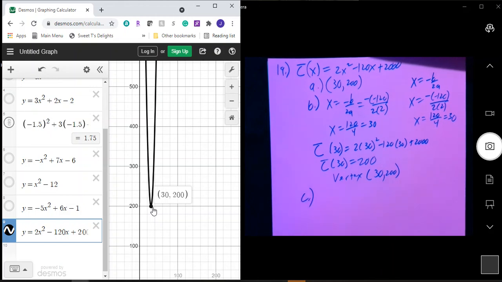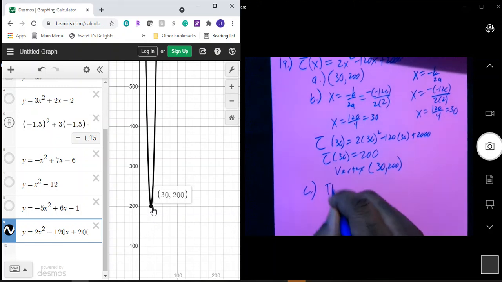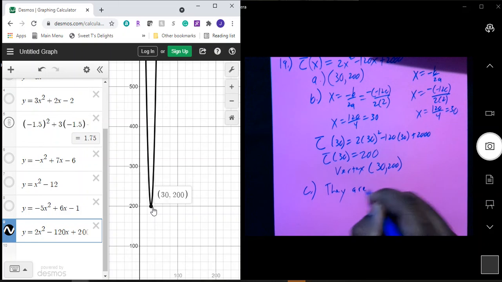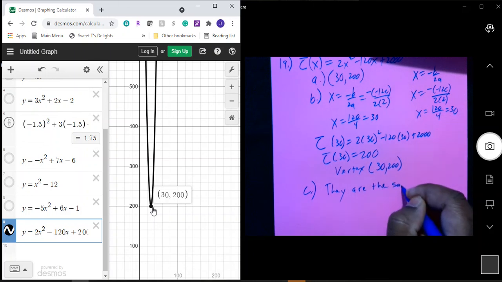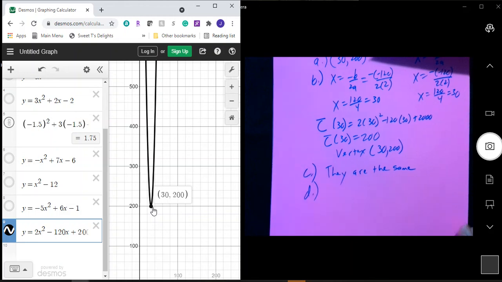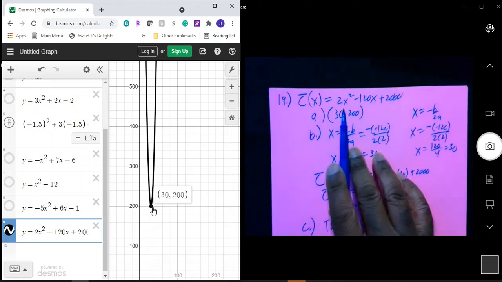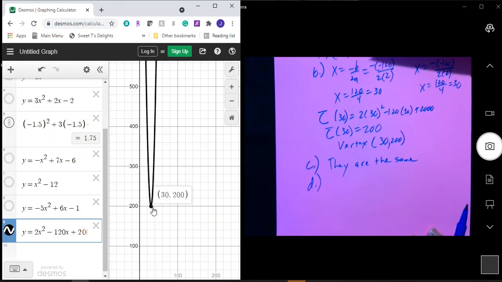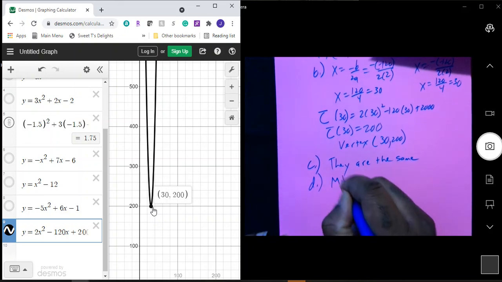Now we go here to C. How do your answers in part A and part B compare? They don't compare, they are the same. Well, I guess that's the comparison, they are the same. Okay, D, is the vertex a minimum or maximum point? Now to determine that, we could just look here at our A. Our A is positive, so that lets us know that it's a minimum point.